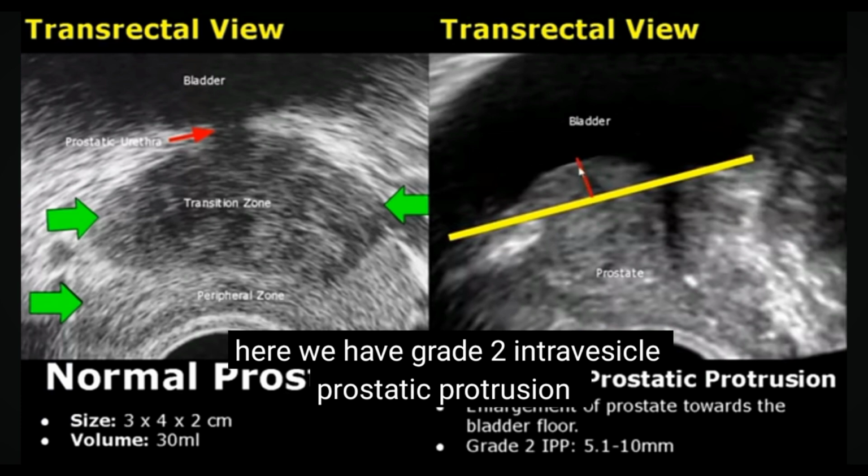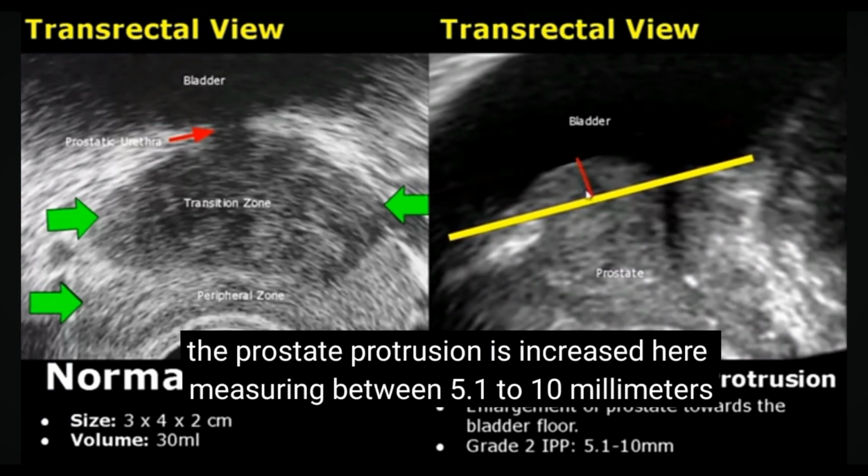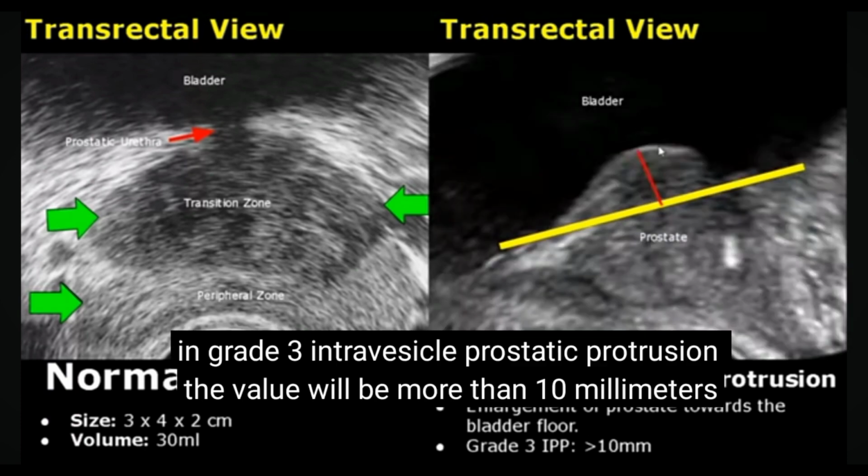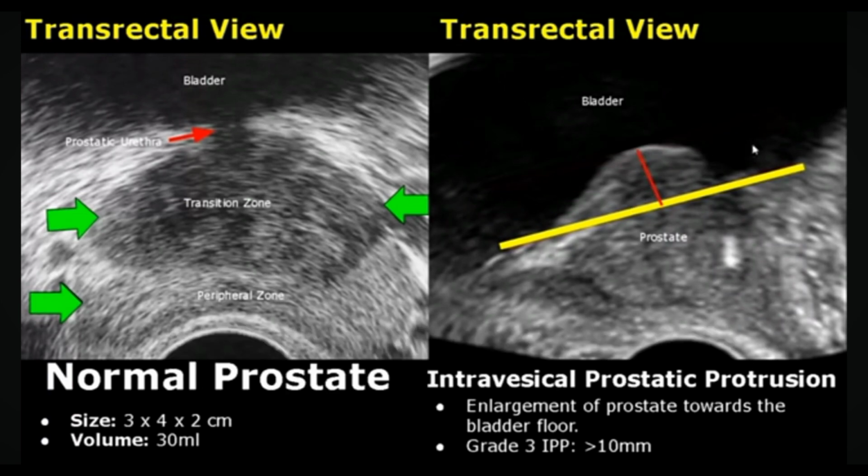Here we have grade 2 intravesical prostatic protrusion. The prostatic protrusion is increased here, measuring between 5.1 to 10 millimeters. In grade 3 intravesical prostatic protrusion, the value will be more than 10 millimeters.